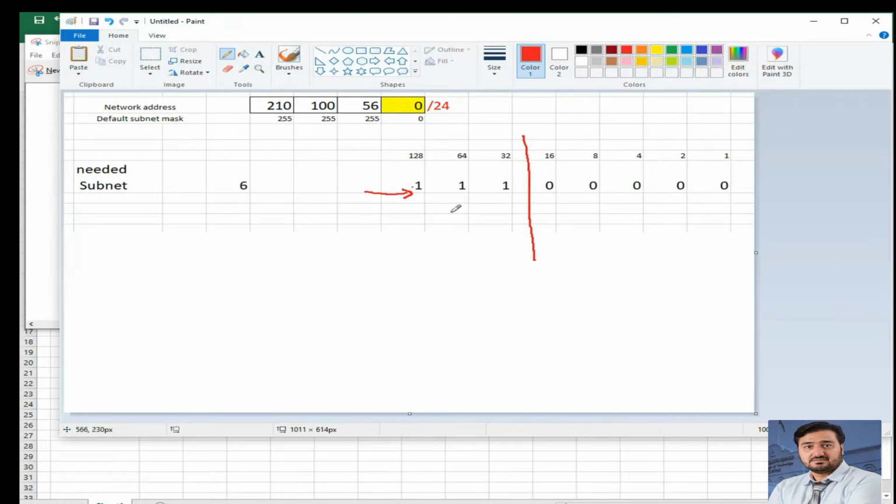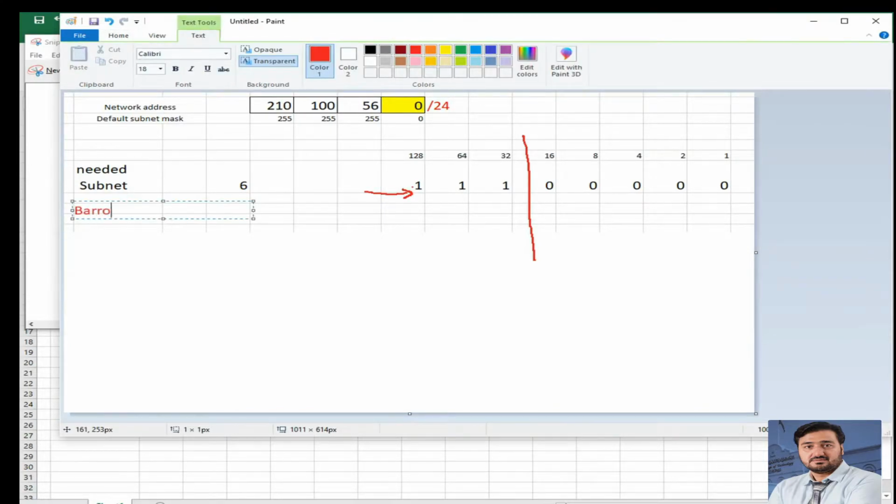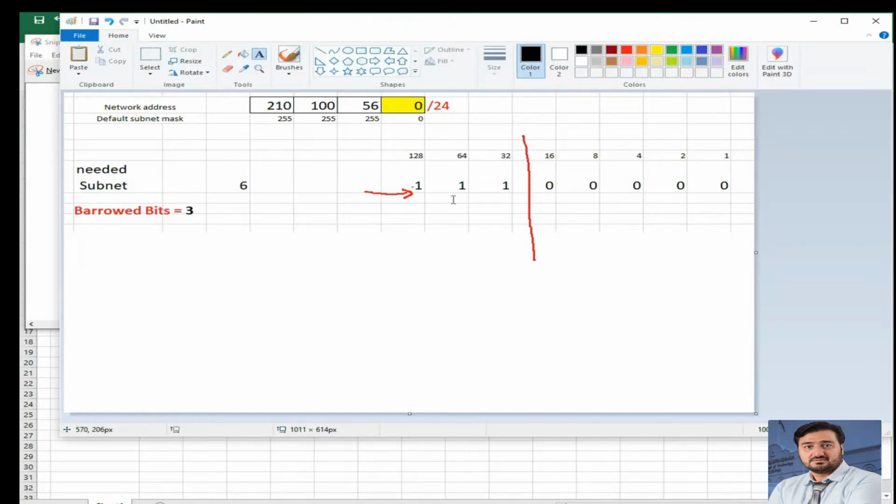So we borrowed 3 bits. How many bits did we borrow? 3 bits we borrowed. Let me write it here: borrowed bits. You can see here 1, 2, and 3. These bits always start from here.